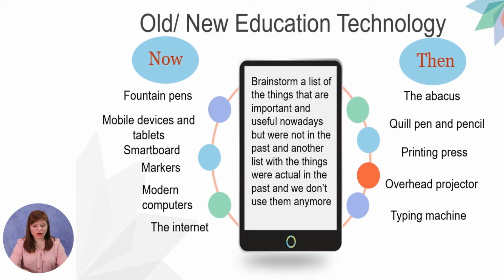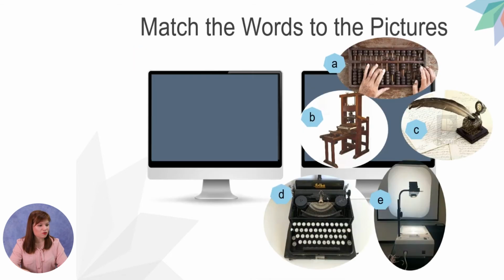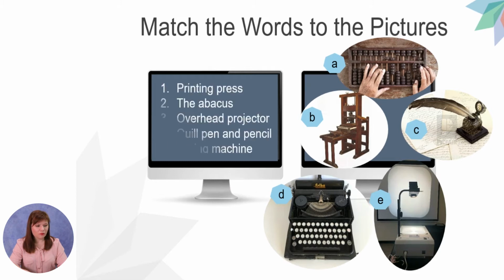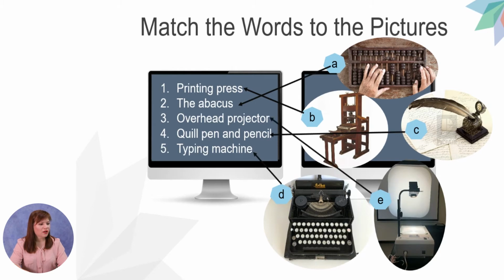Let us see if you can guess what the things in the picture represent. So, we have the words. Let's try to match the words to the pictures. In the first one, we have the abacus. B is the printing press. C is quill, pen and pencil. D, the typing machine. And E is the overhead projector. So these words are new for you, and these things may be seen only in the museum.